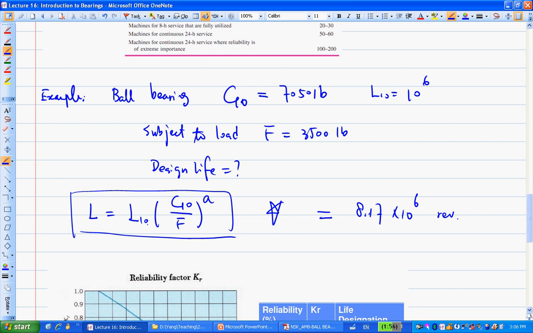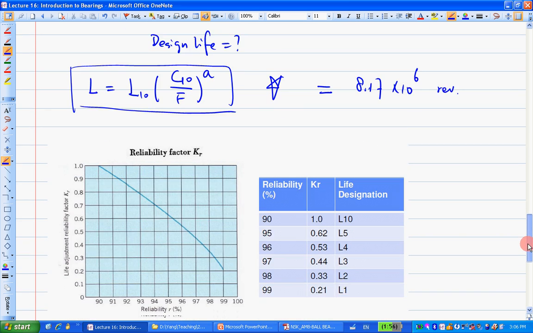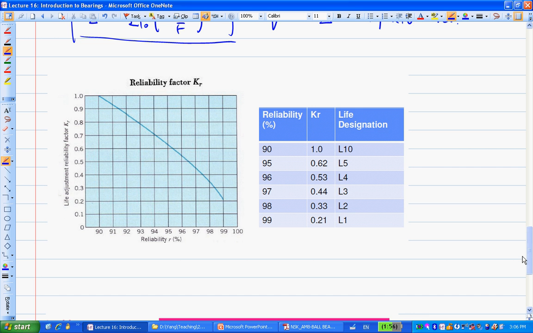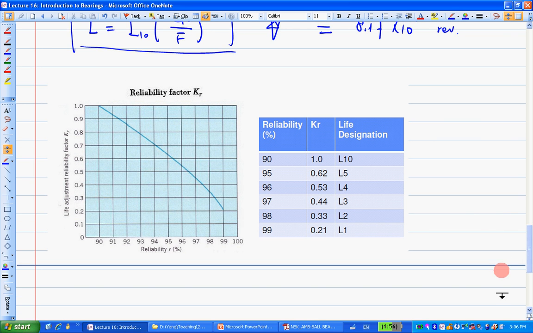So in reality, what you're dealing with may be that you require maybe 80% or maybe higher, 95% reliability. So how do we deal with that situation? There are two different options. I recommend option number one, which is from this table right here. So for option number one, I'll write it here.